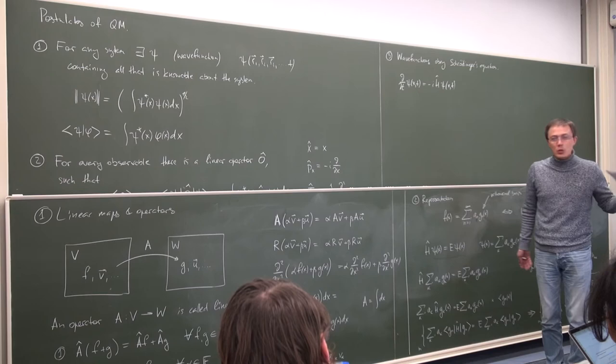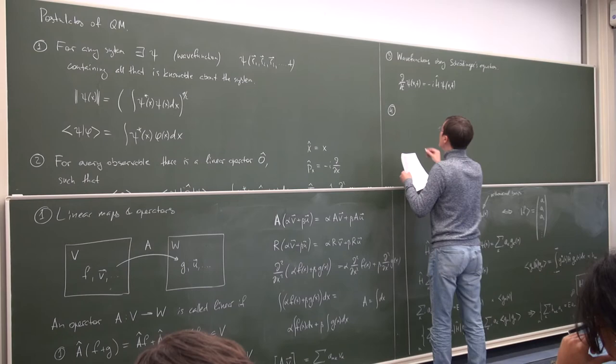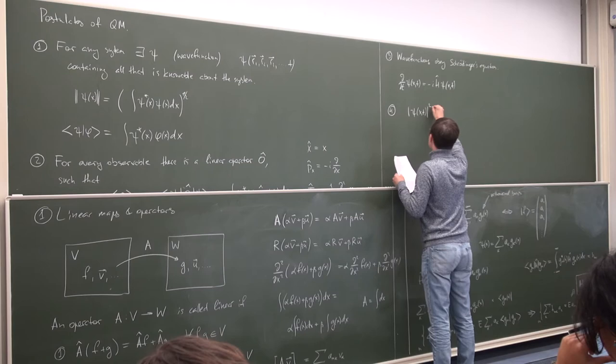So the interpretation, one of the less controversial interpretations, is called the Copenhagen interpretation, wherein the absolute square of the wave function is associated with the probability density.